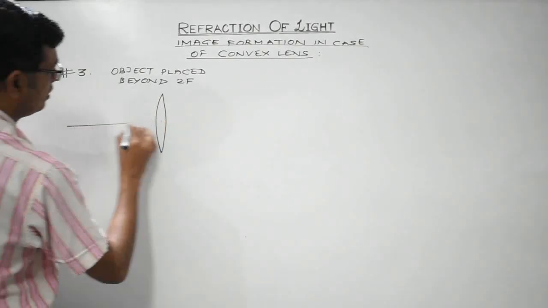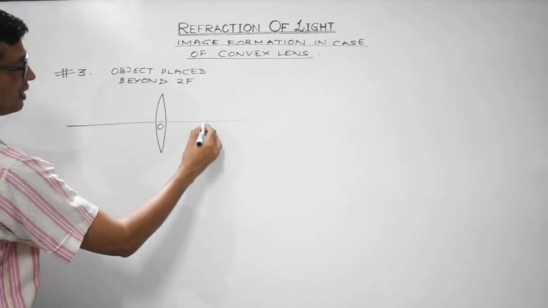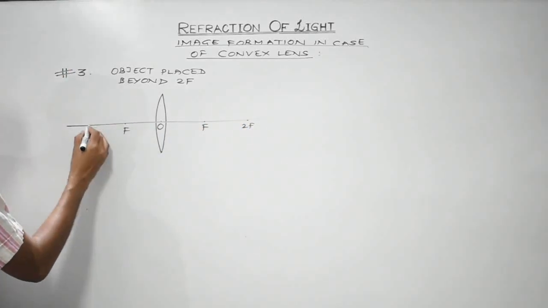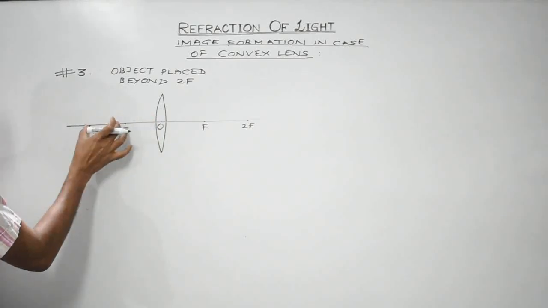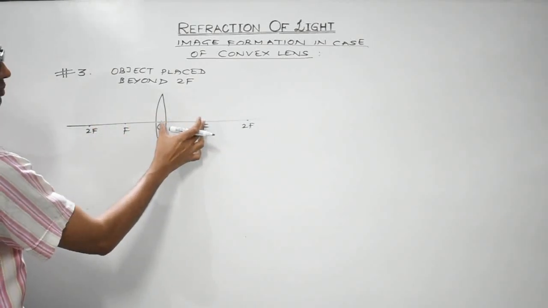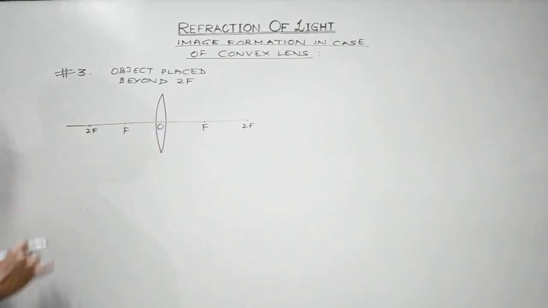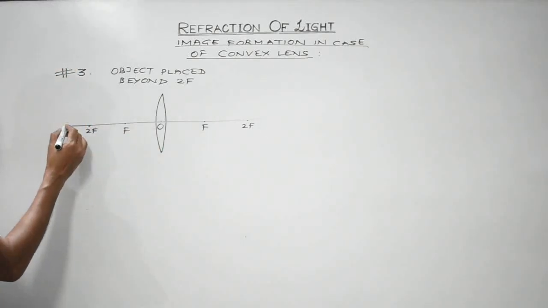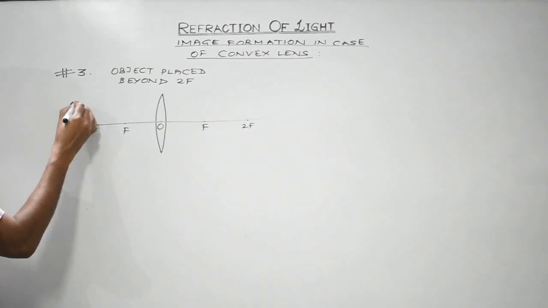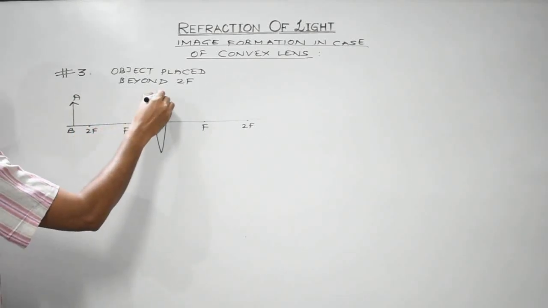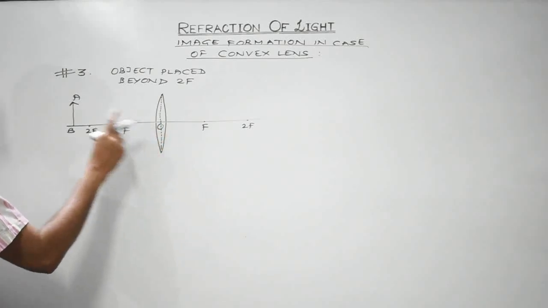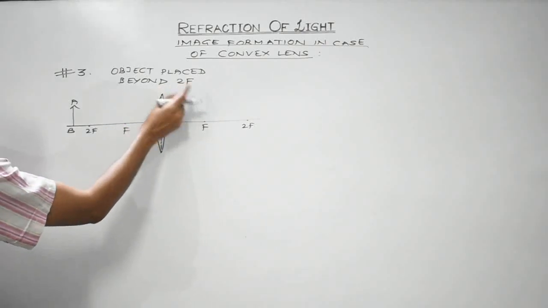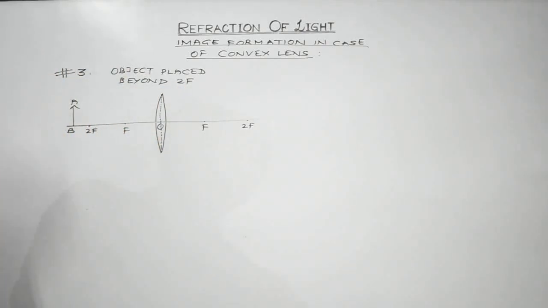Lens should be thin. This is the optical center, this is the principal axis, and as I mentioned, please ensure these are equal distances. If you consider it to be 3 cm, it will be 3 cm, and this will also be 3 cm. Only then would the ray diagram be exact and perfect, right? So here the object is placed. This is A and this is B, and this is the reference line. An erect object is placed just beyond 2f. So this is case 3.